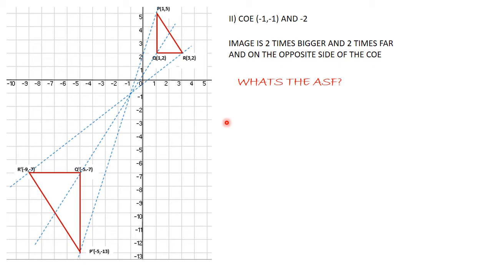So I had said that the image is twice as far and twice as big. That's what this statement here says, and I'll leave you to answer that. What's the area scale factor? If you refer to the previous question, that's Roman 1 of this, the enlargement scale factor gave us a linear scale factor. So what do you think would be the area scale factor? You can figure that out on your own.